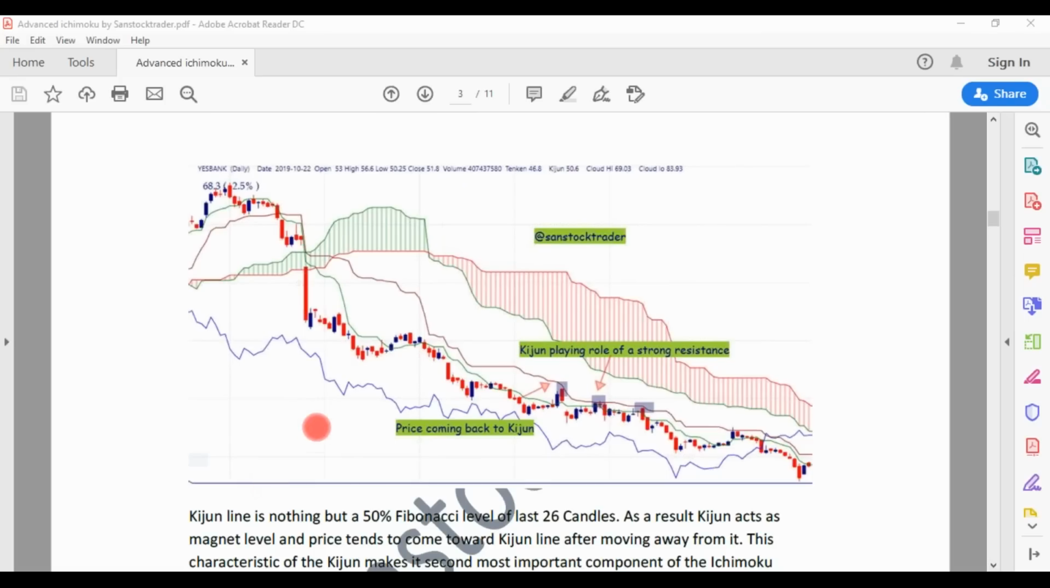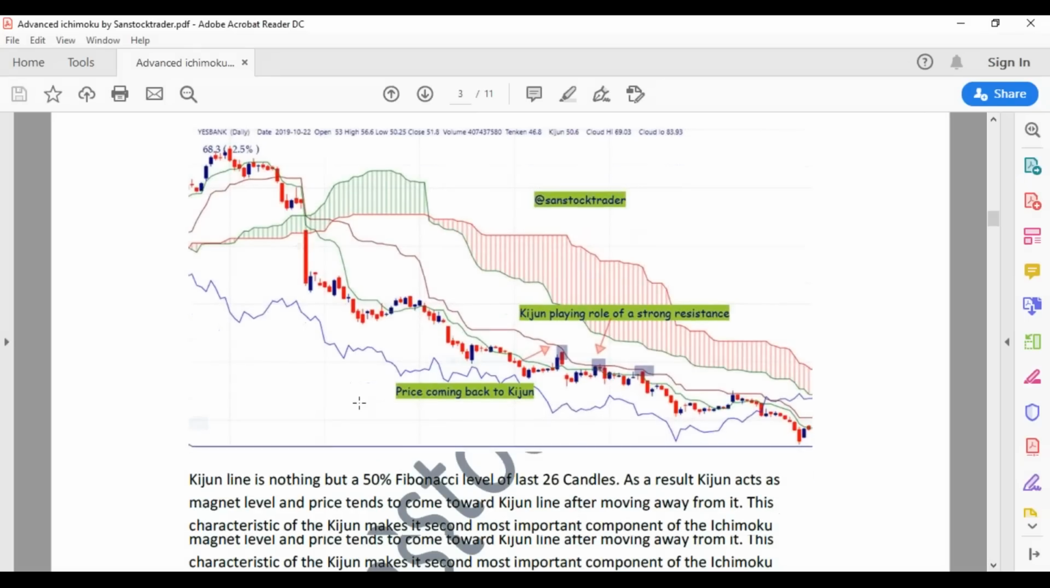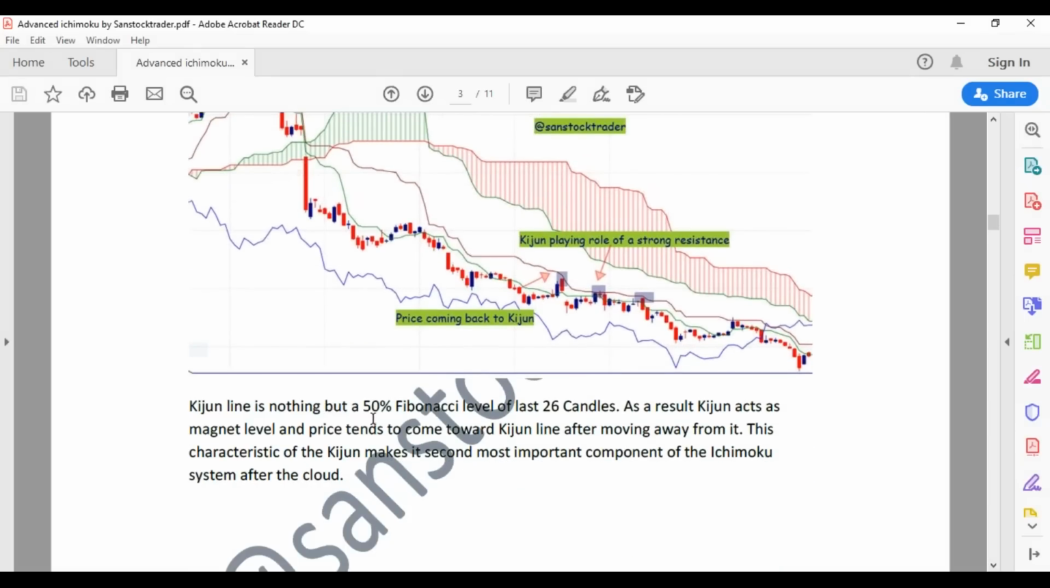So as I explained, Kijun line is nothing but the 50% Fibonacci level of the last 26 candles. Now this last 26 period of Kijun-sen comes from the Japanese calendar. This was when Ichimoku was invented. At that time, there were 26 trading days in Japan.